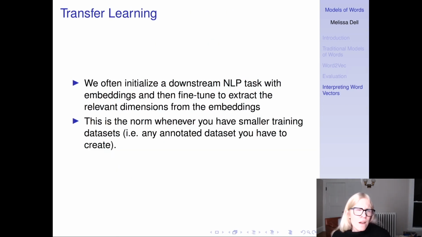All right, so we often initialize a downstream NLP task with embeddings and then fine-tune the model to extract the relevant dimensions from those embeddings. And this is going to be the norm in most economic applications.